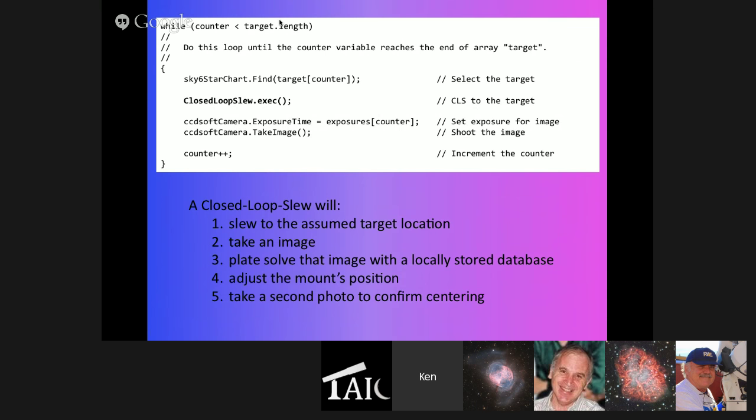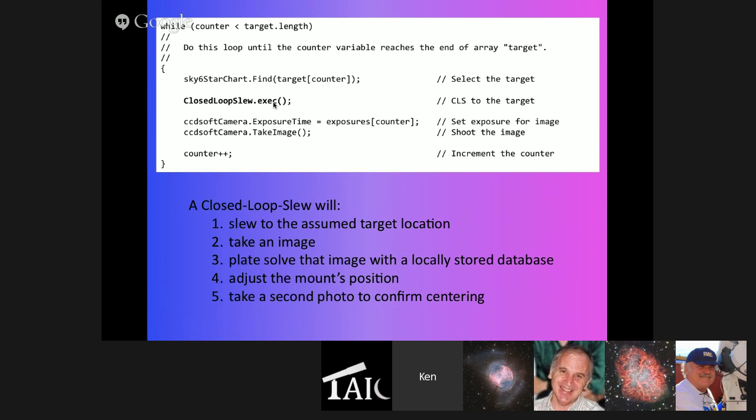Now, if you get tired of all these properties and variables for right ascension and declination, you can use the closed loop slew command, which is, remember, the plate solve enabled slew. So what's going on is I'm telling it to find this target up here, target counter 1, which will be Thuban, and then I'm executing the closed loop slew. That will slew to the target, take a picture, plate solve the image, adjust the position to center the target, and then take a second picture to confirm.